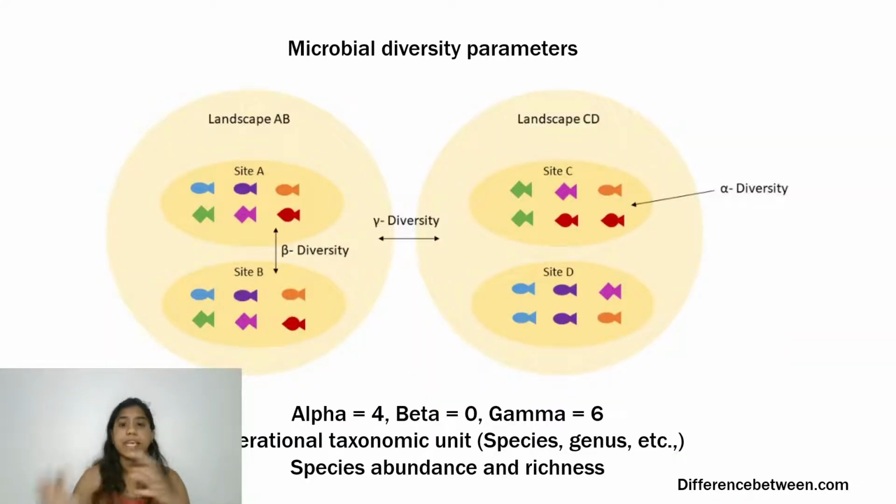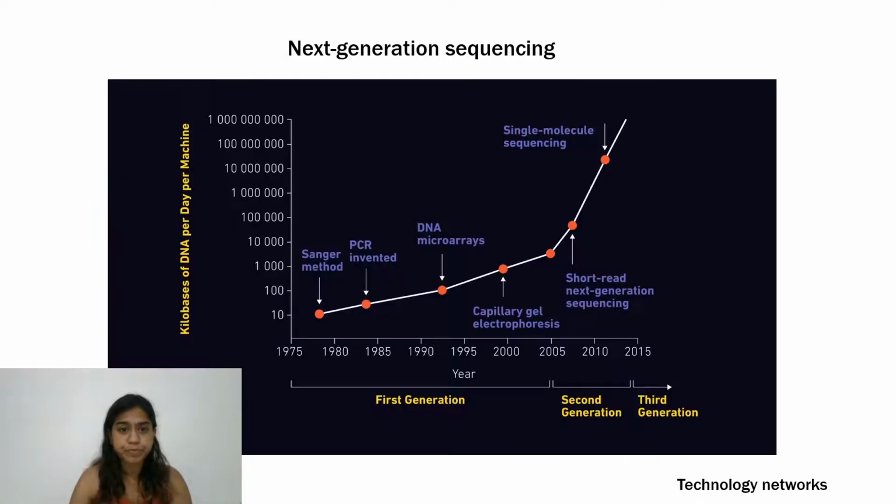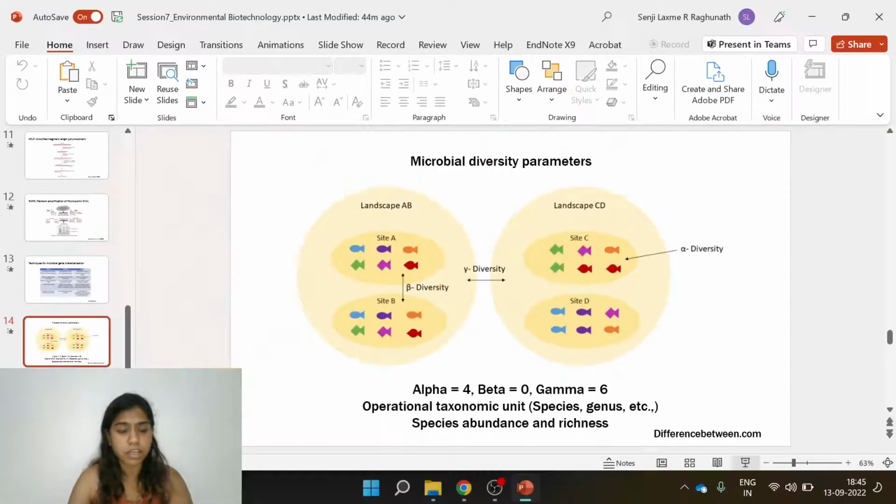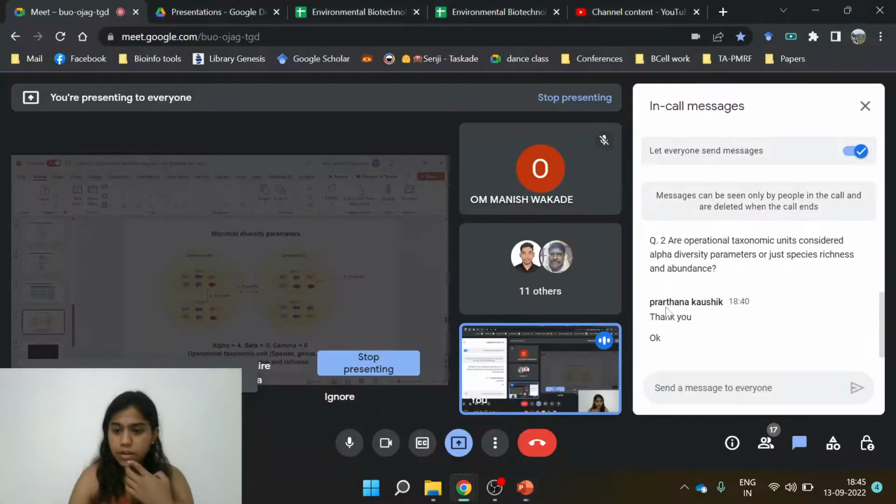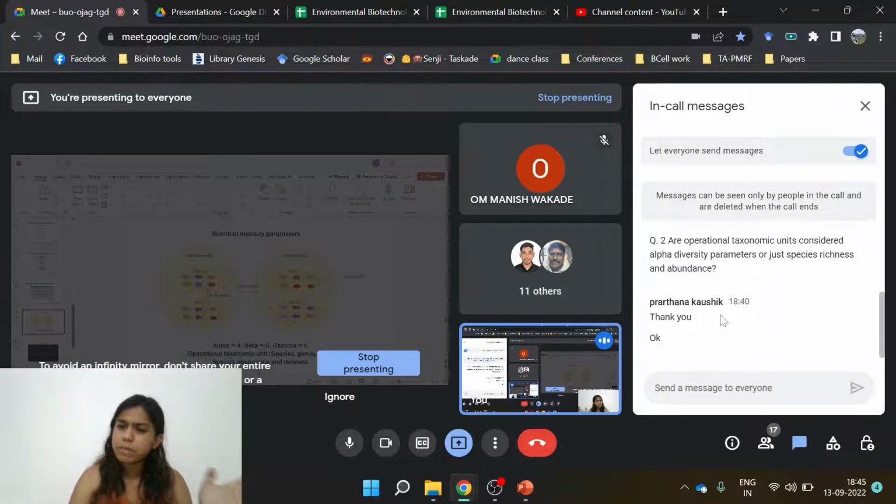Yeah, so this could be either alpha, beta, or gamma diversity, and it could either be species or genus, and it can give us an idea about both abundance and richness. Before I go back to sequencing, are operational taxonomic units considered alpha diversity parameters or just species richness or abundance?